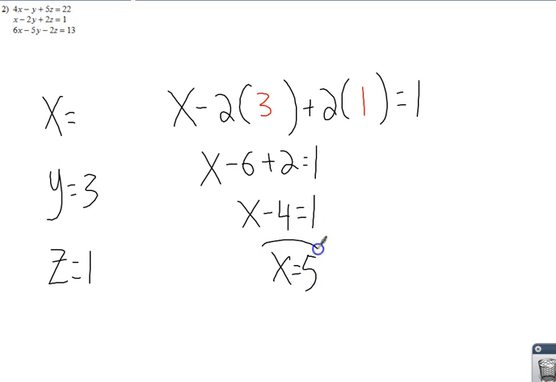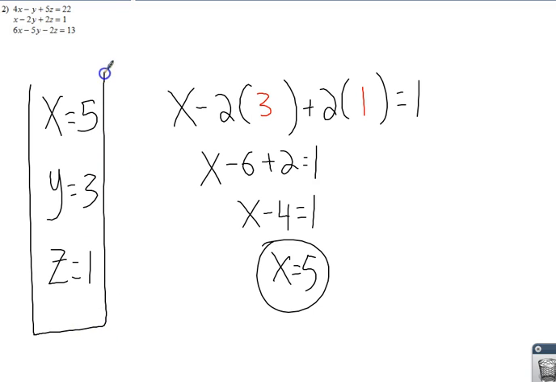Now, what I would highly suggest doing is you should know if these are right or not. You can check yourself before you wreck yourself and check these particular solutions in all the problems. Or, if you were feeling fancy, you can write it as an x, y, z coordinate pair.